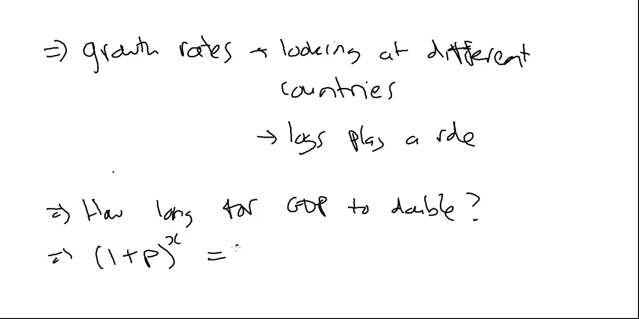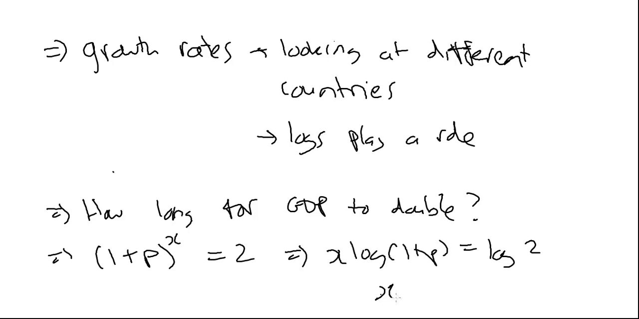And I wanted to know how many years, what x will lead to the economy doubling. And with logs, which is what we're going to look at next, we just take the log of both sides. So then I'll end up with x log 1 plus p is equal to log 2. So then that means x, the number of years, is log 2 divided by log 1 plus p, where p is percentage growth. And that's what we plotted.